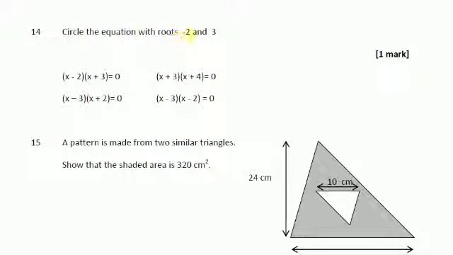Question 14. Circle the equation with roots minus 2 and 3. So if an equation has a root, a solution, of minus 2, that means that it should have a factor of x plus 2, meaning x plus 2 equals 0. So I can write x plus 2 is one of the factors. And if an equation has root 3, that means that x minus 3 equals 0. So x minus 3 is a factor. So those are the two factors, x plus 2 and x minus 3. I look for them, and there they are.